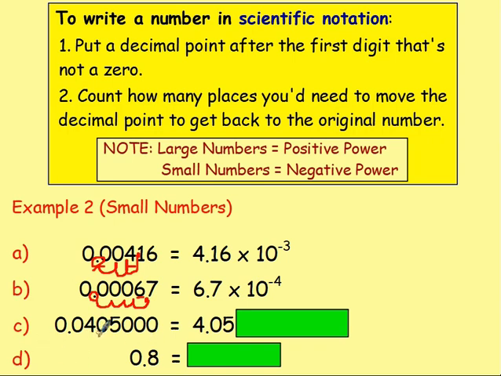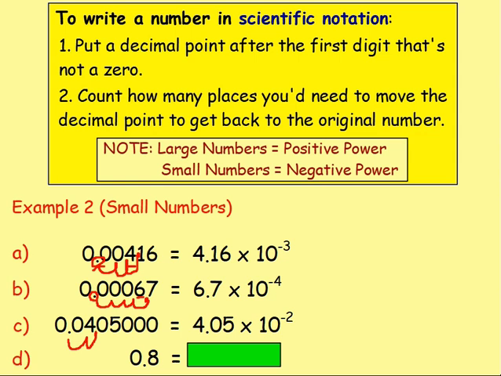After that, if the decimal was after the 4, the decimal would be just here. But how many places do we have to move it back to its original position? You're moving it back 2 places. Good. So the index, the times 10 to the power of, becomes negative 2. Well done. 4.05 times 10 to the power of negative 2.